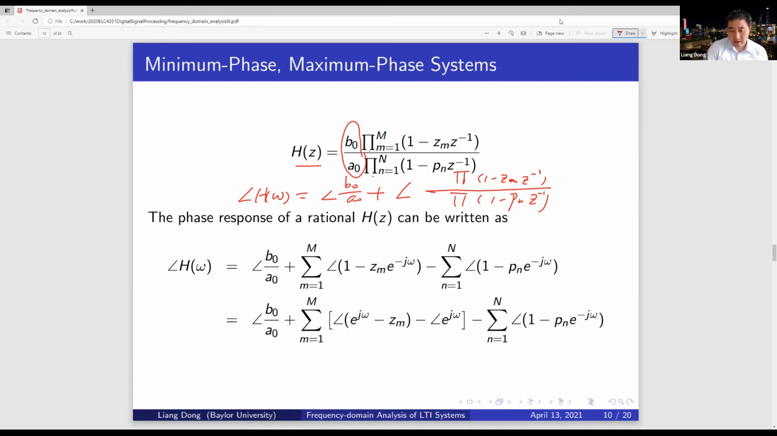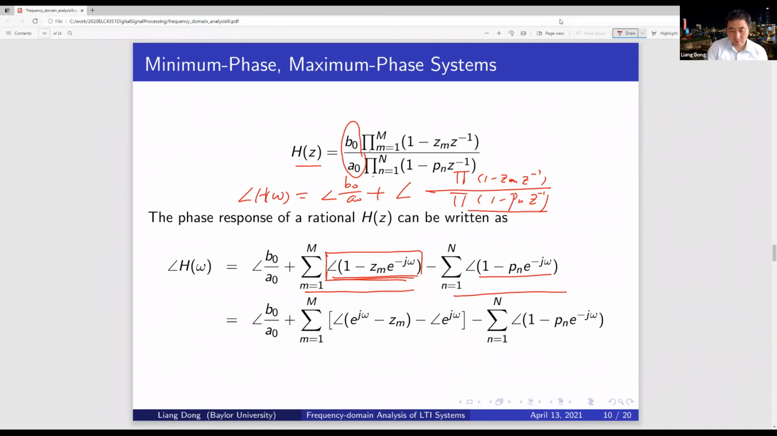This is the angle of the numerator, the zero terms. Subtract, because it's division, the angle of the denominator terms. And then it's a product. For the angle, it becomes a summation. So summation, and then we calculate the angle of all these individual terms. Okay, so let's just look at the first part here. What is the angle of this?